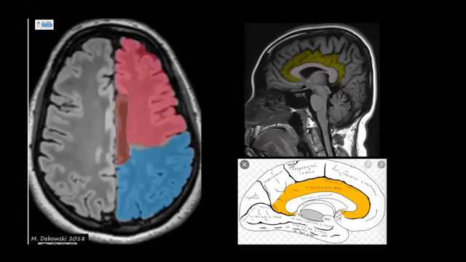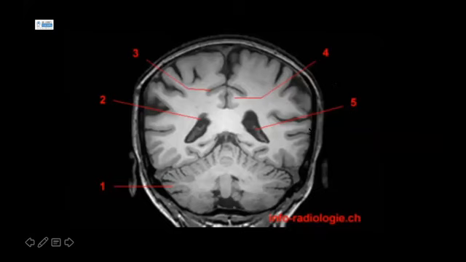Okay, so let's pick up where we left off then. We were looking at the cingulate gyrus. I'll just move on now to look at it on a coronal image. So this here is the cingulate sulcus, and adjacent is the cingulate gyrus.